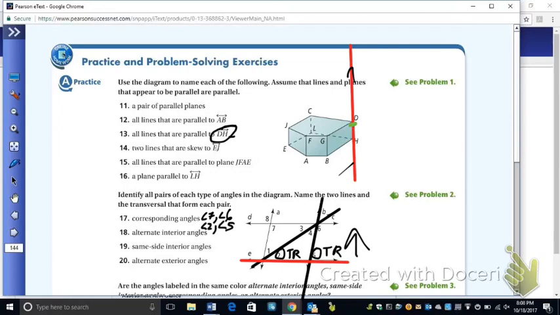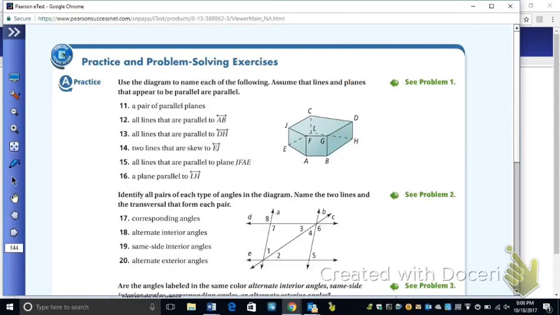So those are the 2 corresponding angles. You should also name the 2 lines with it. So it'd be line A and B, transversal is D. And then you do the same thing for 2 and 5, except it would be lines B and C, transversal E.